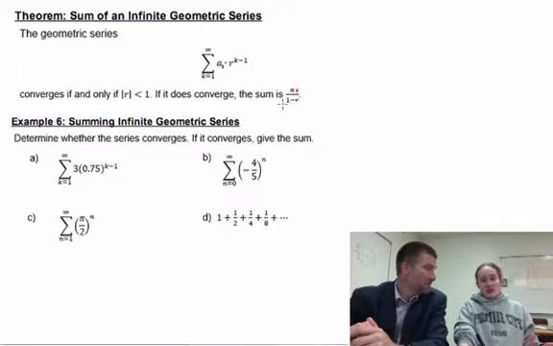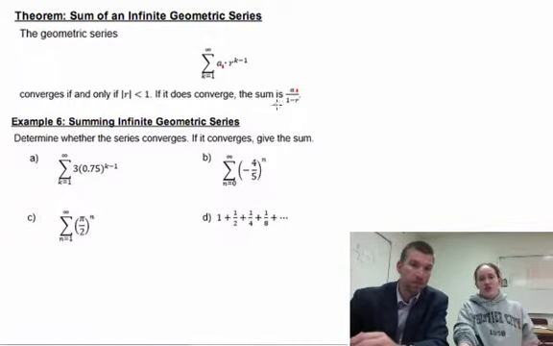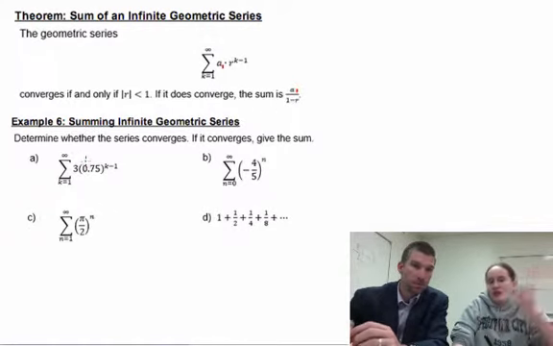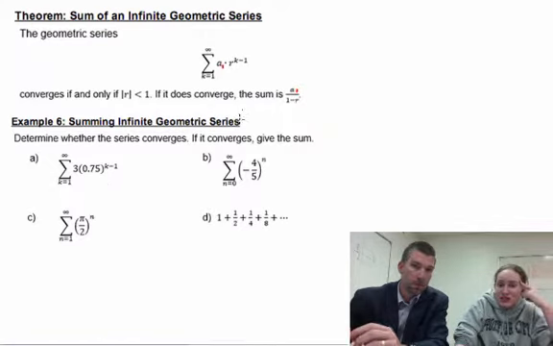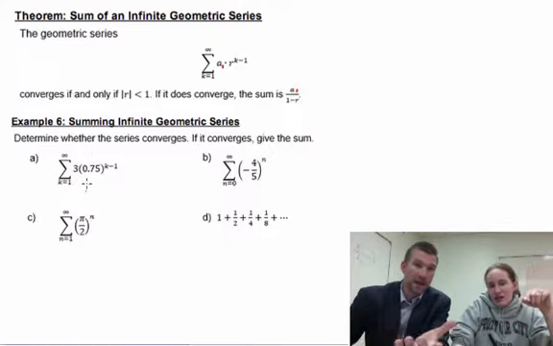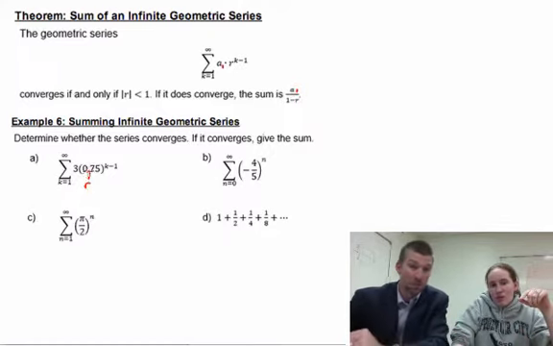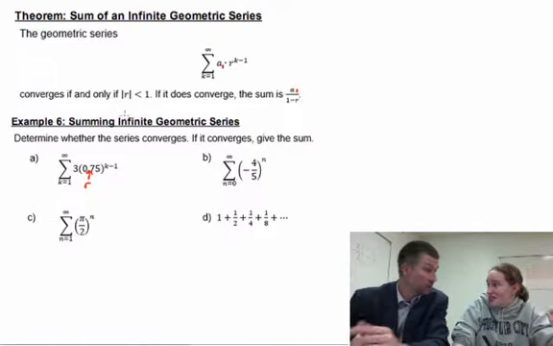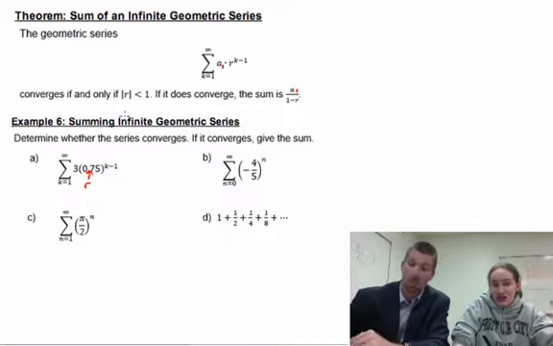So let's do some, right? Example 6. Determine whether the series converges. If it converges, give the sum. So one thing you're trying to look at is, is this even like a geometric sequence? Here we have something that looks exactly like this, I mean, identical, where r is 0.75, or 3/4 if you want to go that way, and that is less than 1, so this does converge.